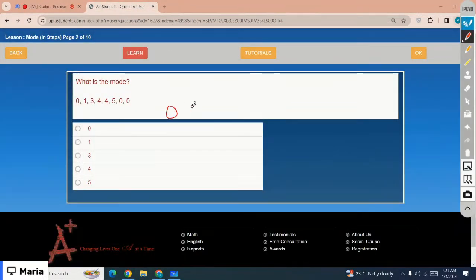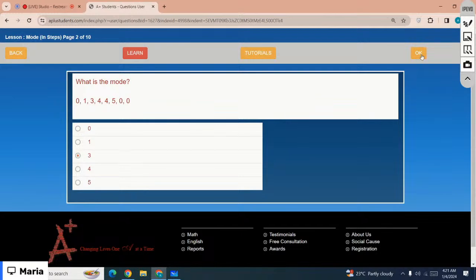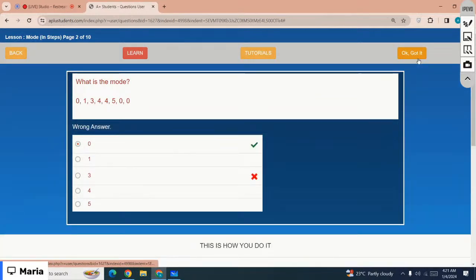So that is 0, 0, 0, 1, 3, 4, 4, 5. So you can see 0 appears 3 times, 1 appears only 1 time, 3 appears 1 time. Yes, that is 0. Very good. The correct option is 0 because 0 appears 3 times in the given data. Sorry, I selected the wrong option. The correct option is 0.